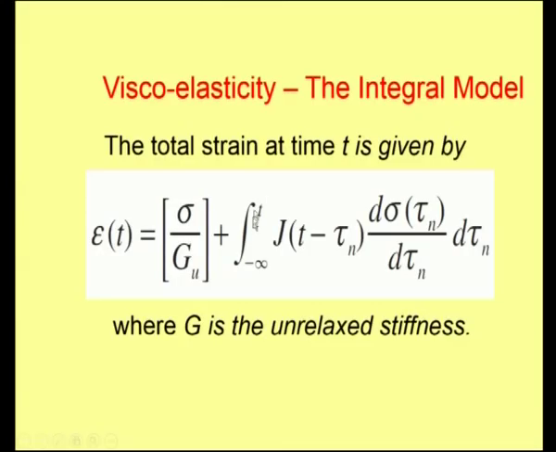That is why the integral here starts from minus infinity to the time t, and J is of course the creep compliance, t minus tau is the relaxation time, d by dt of the applied stress, which is a strong function of the relaxation time. By solving this integral equation, one can determine the total strain at any point of time.